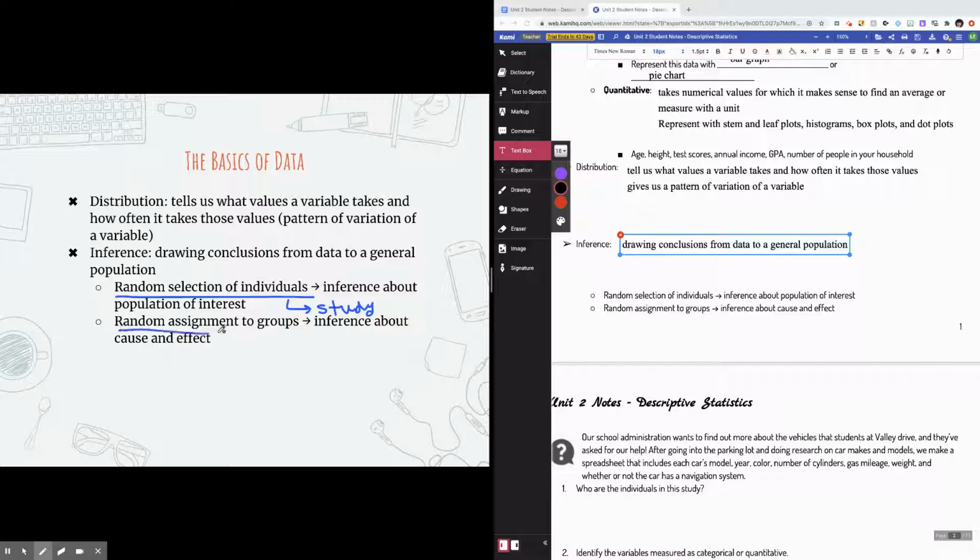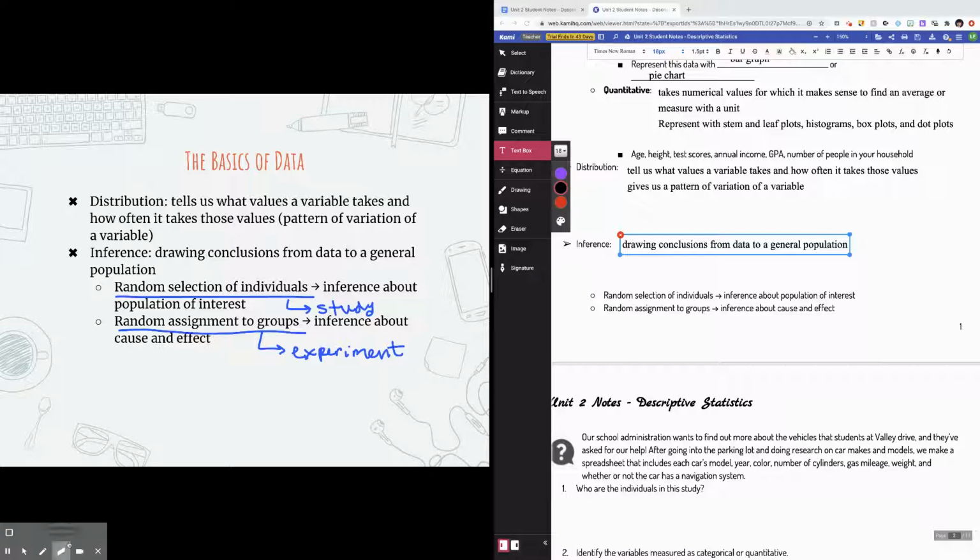If in an experiment you randomly assign people to groups, that's the only time that you can make inferences about cause and effect. So if you don't randomly assign subjects to treatment groups that you are actively changing, then you can't make inference about cause and effect.